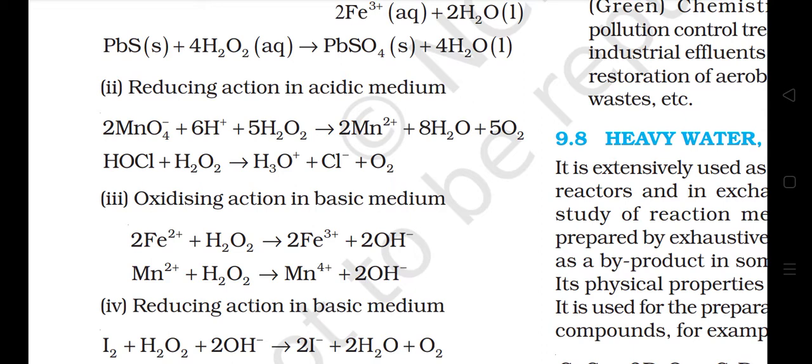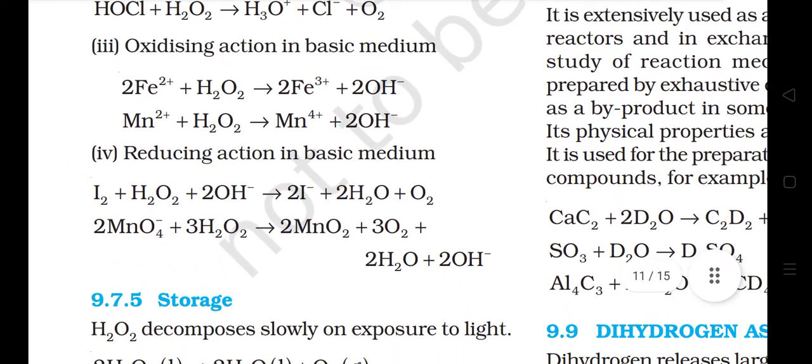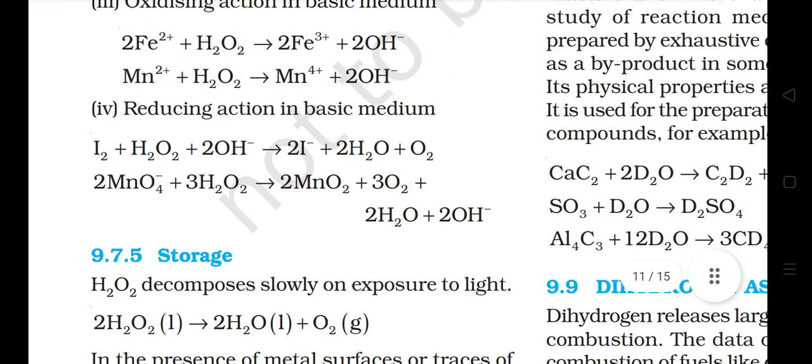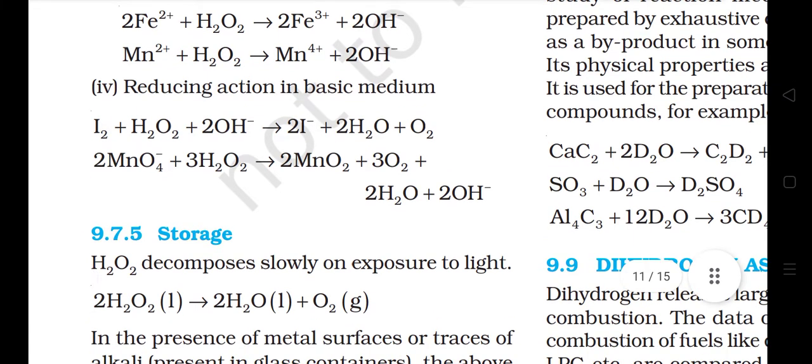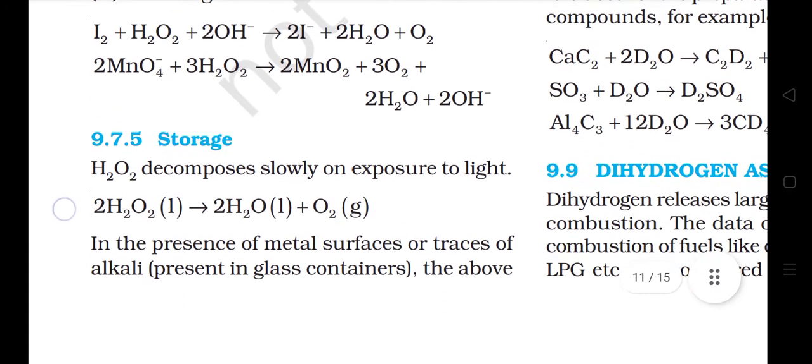Oxidizing action in basic medium. 2Fe2+ + H2O2 gives 2Fe3+ + 2OH-. Mn2+ + H2O2 gives Mn4+ + 2OH-. Reducing action in basic medium. I2 + H2O2 + 2OH- gives 2I- + 2H2O + O2. 2MnO4- + 3H2O2 gives 2MnO2 + 3O2 + 2H2O + 2OH-.